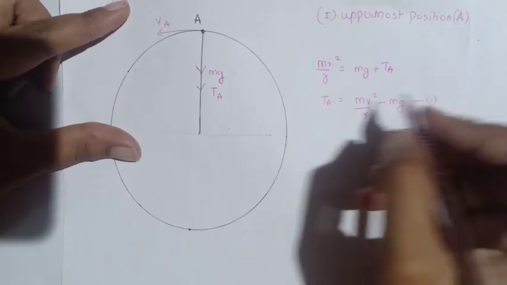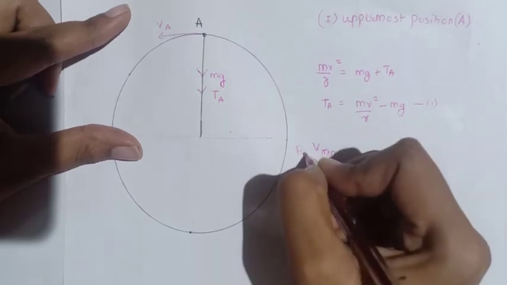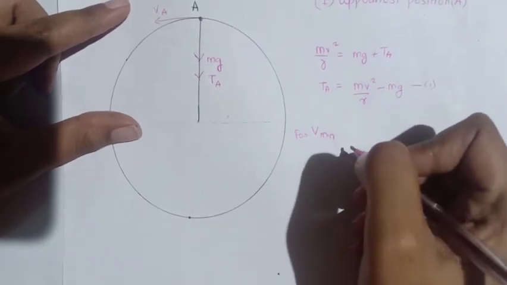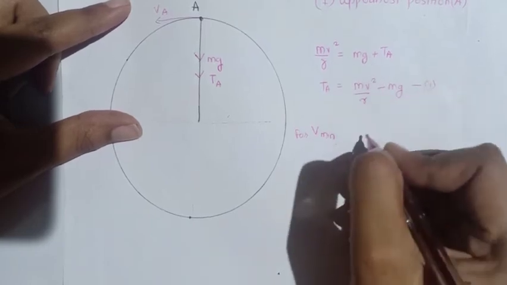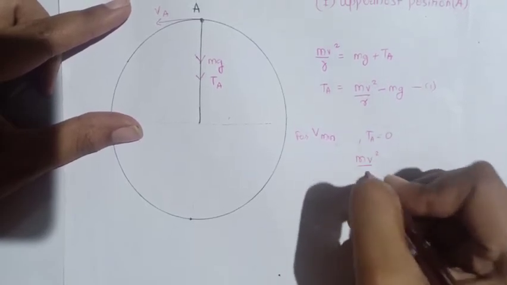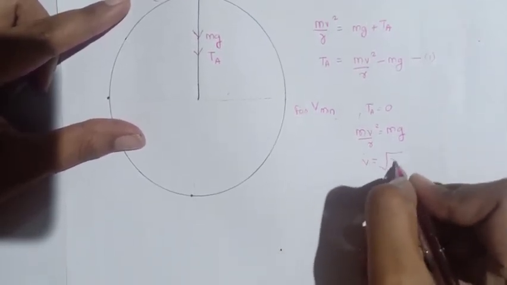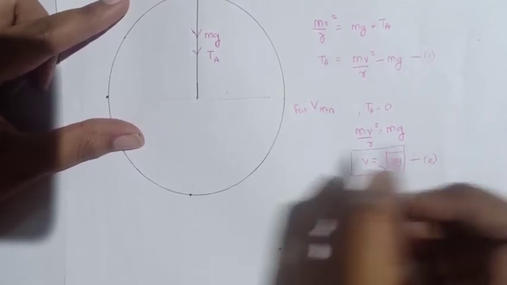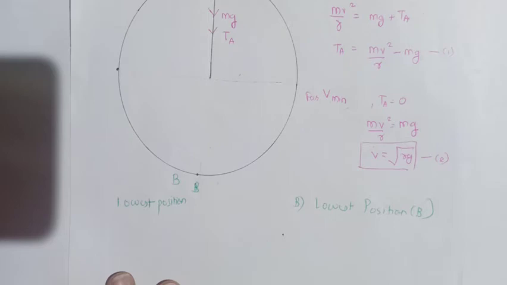For the minimum possible speed at this point, that is at point A, the tension should be 0. So mv square by r is equal to mg, and you will get v equals under root rg. This will be your minimum possible speed at point A when the string possesses tension.